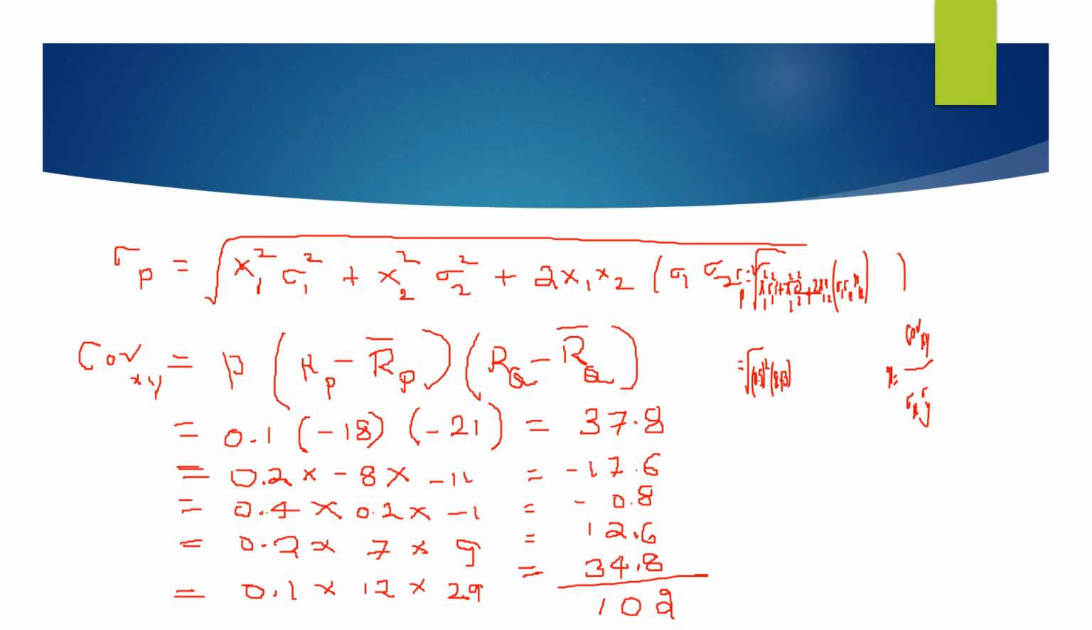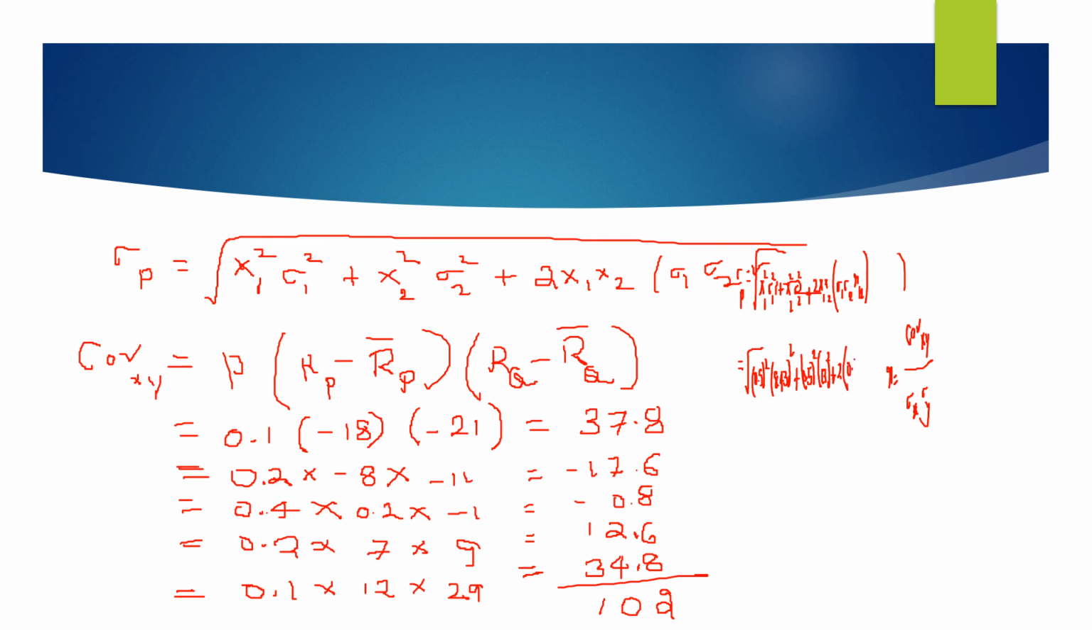So here to find out r, we have the formula: r equals covariance xy divided by standard deviation x times standard deviation y. To substitute the values, we first have to find the covariance, because the covariance of the two stocks is not given. So covariance of xy is equal to the sum of P times (Rp minus R bar p) times (Rq minus R bar q). So just substitute the values.